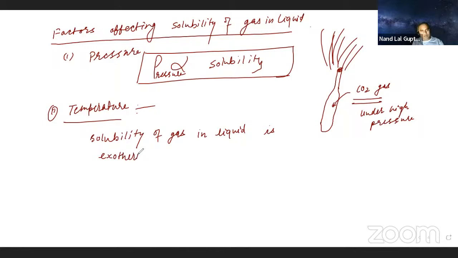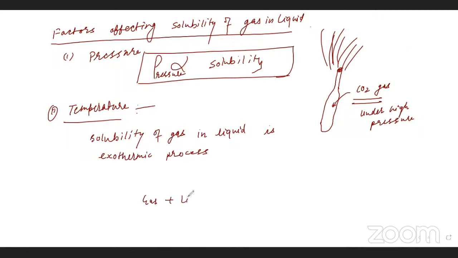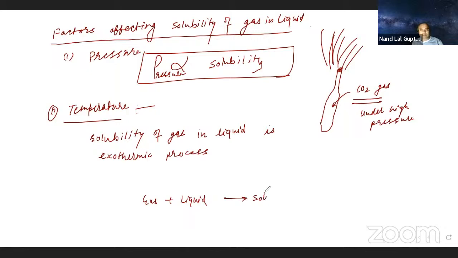Okay. But you are telling it in a different form. Solubility of gas in liquid is an exothermic process. What does exothermic mean? When you are dissolving gas in liquid, it forms the solution, and heat is released.